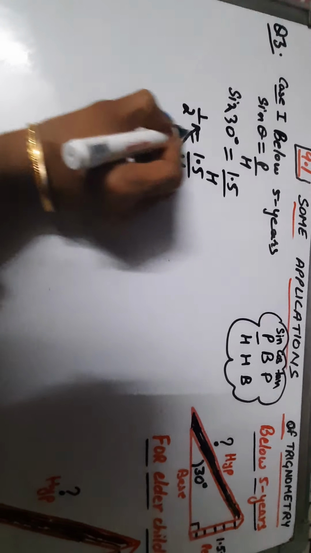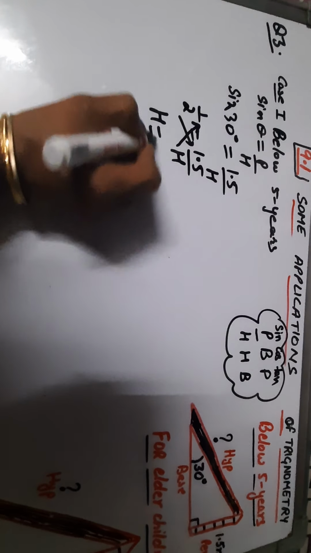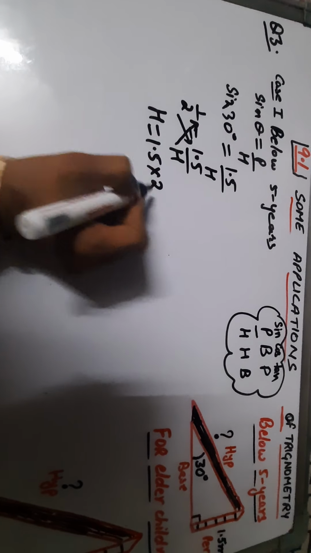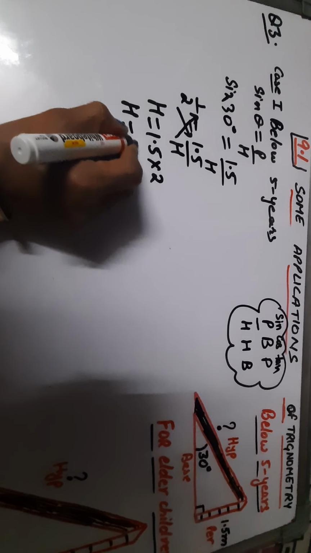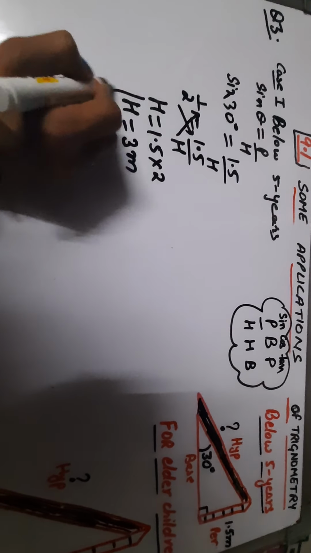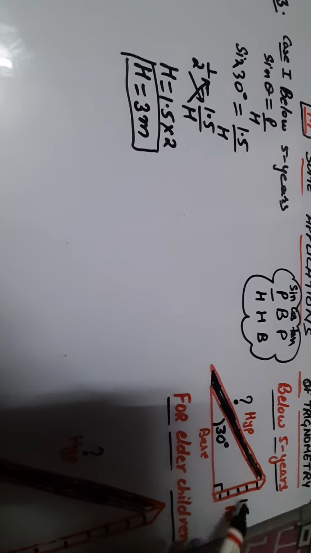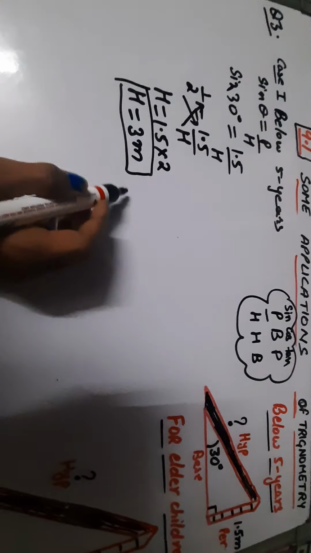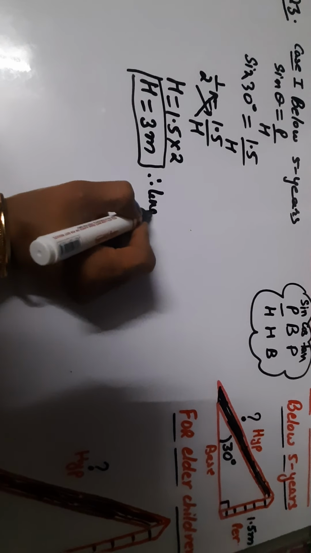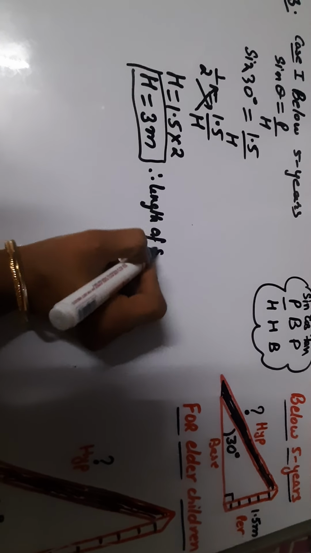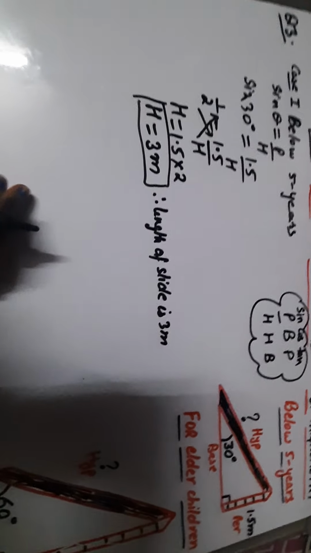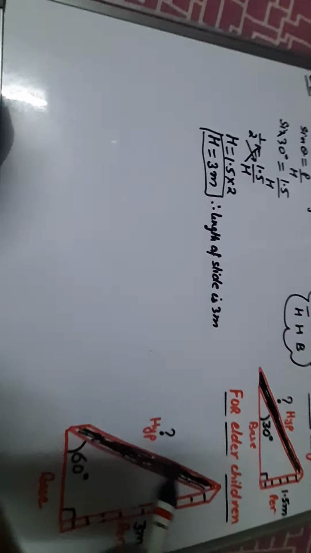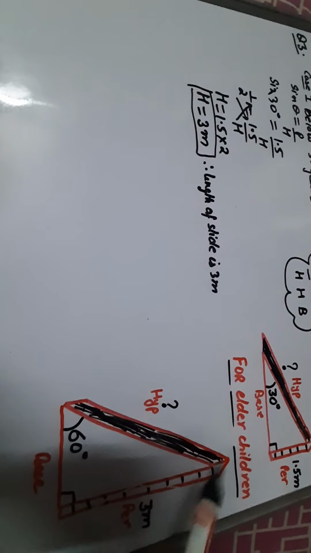By cross multiplication we'll get h is equal to 1.5 multiplied by 2, that is, the length of the smaller slide will be 3 meters. As the height of the slide is given to us in meters, the length also will be in meters. Therefore the length of the slide in the first case is 3 meters. Similarly, let us find out the length of the second slide, which is the steep slide for elder children.